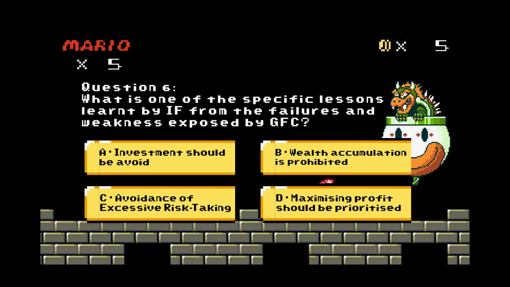What is one of the specific lessons learned by Islamic finance from the failures and weaknesses exposed by the GFC? Avoidance of excessive risk-taking. Islamic finance understood the risks associated with irrational risk-taking and speculation, which were major factors in the GFC. Islamic financial institutions have discovered how crucial it is to take a cautious approach to risk management and make sure that financial transactions are supported by legitimate economic assets and operations.